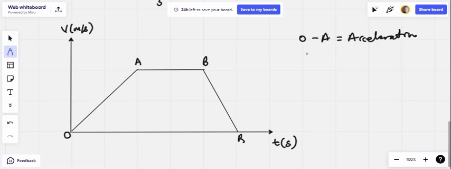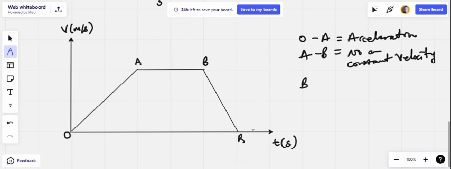Acceleration. And then from A to B means what? No acceleration. Constant velocity. Constant velocity means zero acceleration. Then from B to C, or from B to R.